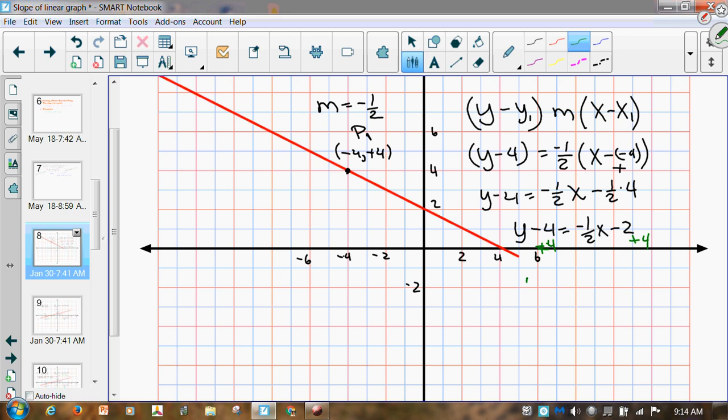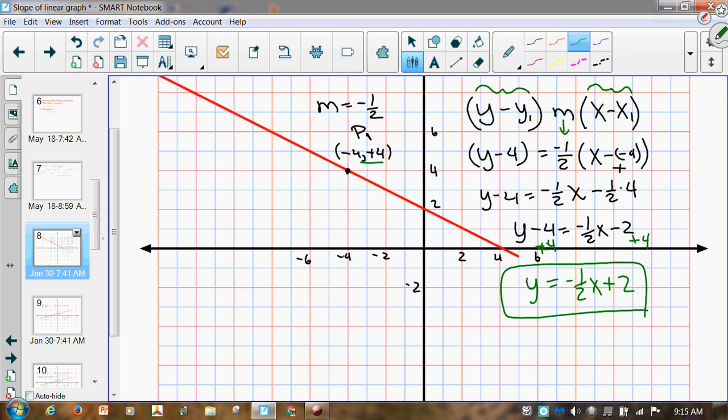So this becomes y equals minus 1/2 x, minus 2 and plus 4 becomes plus 2. And that is the equation. Notice the general form here: using the point that we know, we use y minus y1 and x minus x1, and then the slope comes from the slope that we are given to get this equation.